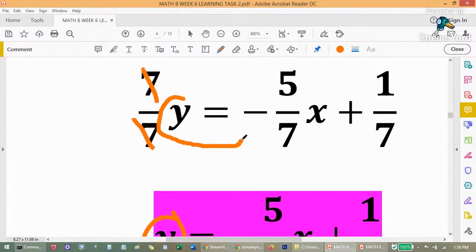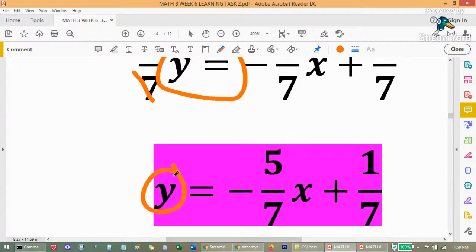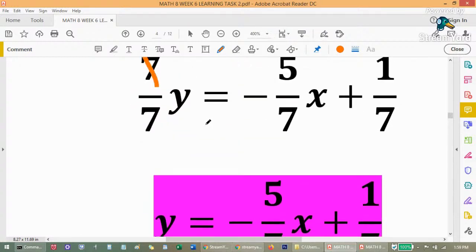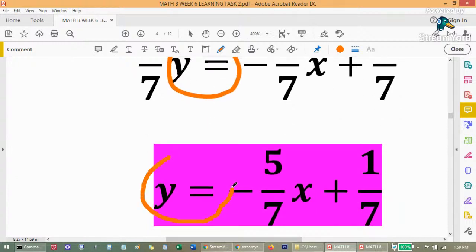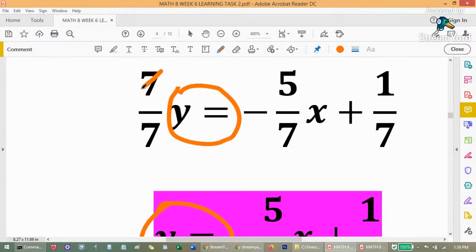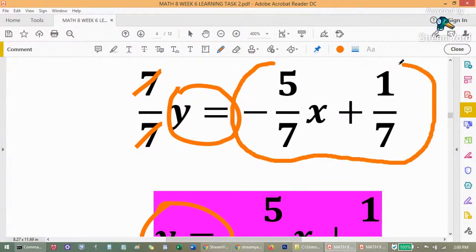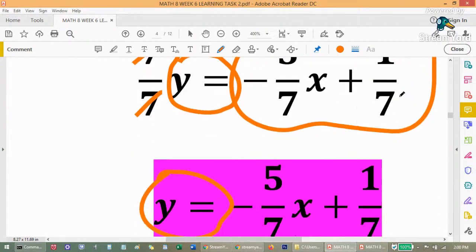Okay, y is equal to... Nag-cancel na to. Cancel na to. And then ito is the lowest term na. Wala na tayong magagawa dyan. That's the lowest term. So, kokopyahin lang natin to. At ito, kokopyahin na rin natin kasi lowest term na rin to eh.